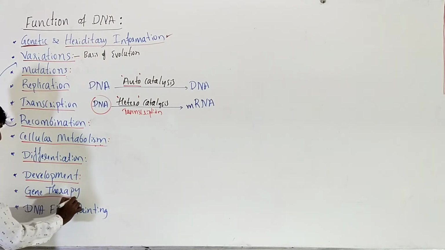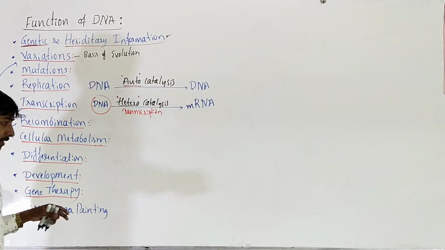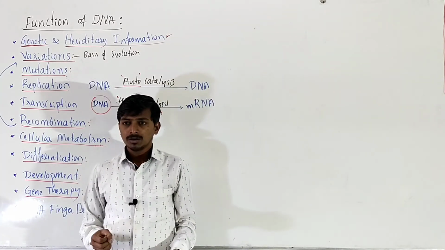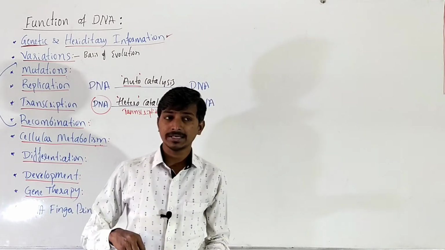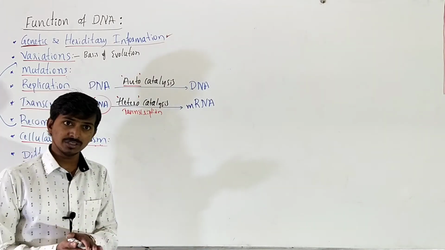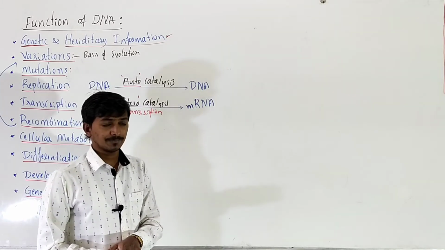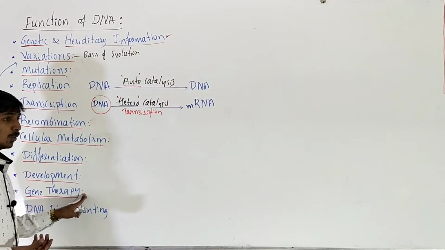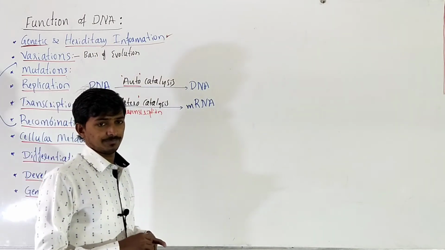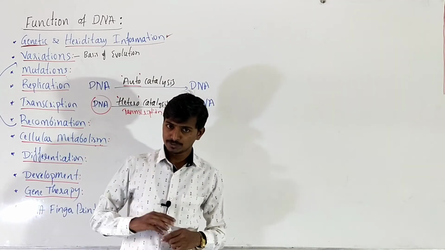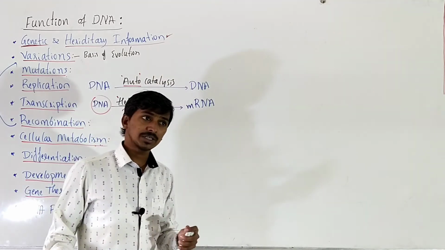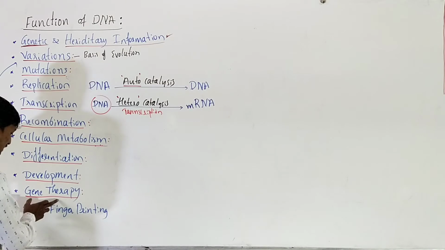Then, very important, gene therapy. We will discuss it in biotechnology. Gene therapy means there is a disease for any person. But nowadays there are techniques to identify the gene responsible for that disease. A particular gene is responsible for a particular disease. So by gene therapy, we can remove the defective gene and add a normal gene. Removing the defective gene and adding the normal gene, the process is called gene therapy.